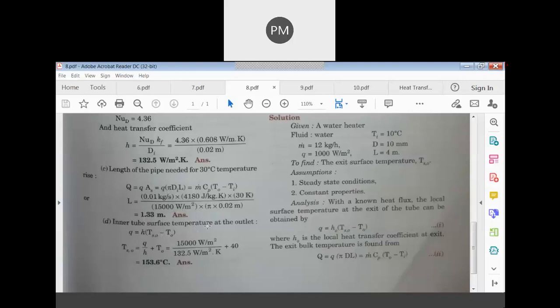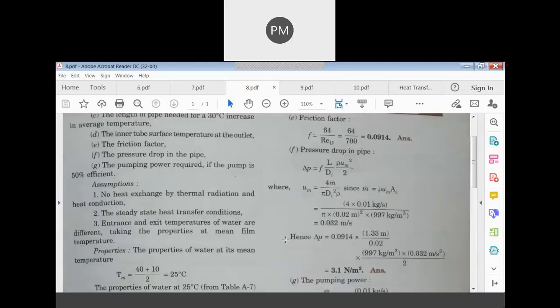next is the inner tube surface temperature at the outlet. I told you, small q is equal to h into (Ts minus Te). Here they have written T s naught, which is nothing but the exit, since they have represented the exit by the suffix o. We want the temperature of the tube at the exit or outlet, which is q by h plus T naught. Q has been given, h has been obtained now as 132, and T naught is 40. You can get the value of the surface temperature of the pipe at the exit.